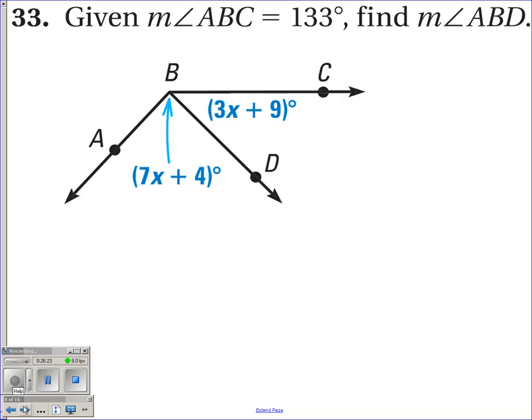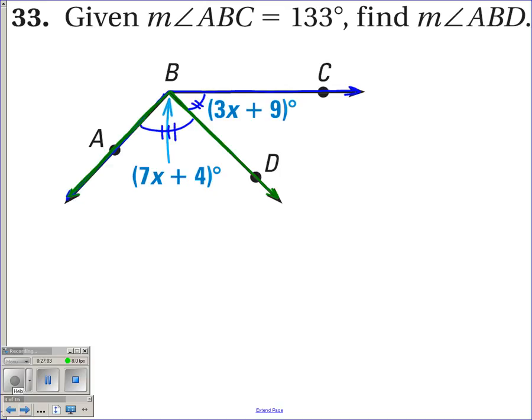All right, let's take a look at 33. This time, it says the entire angle ABC, its measure is 133 degrees. And now then it says find the measure of angle ABD. This angle down here is the one that it's asking for, the one that I'm outlining in green. Well, we have to start with the initial information and say that the measure of angle ABC, it's these two angles, this one and this one.